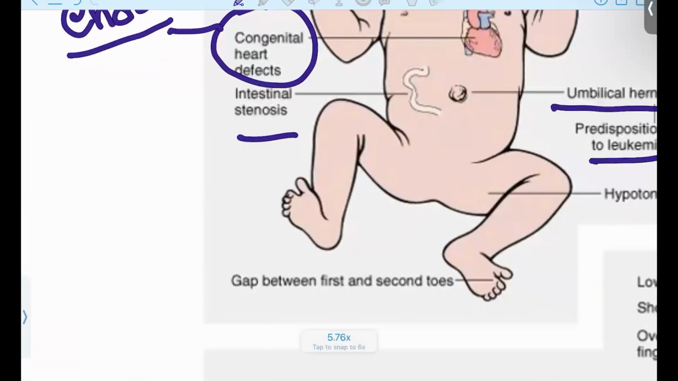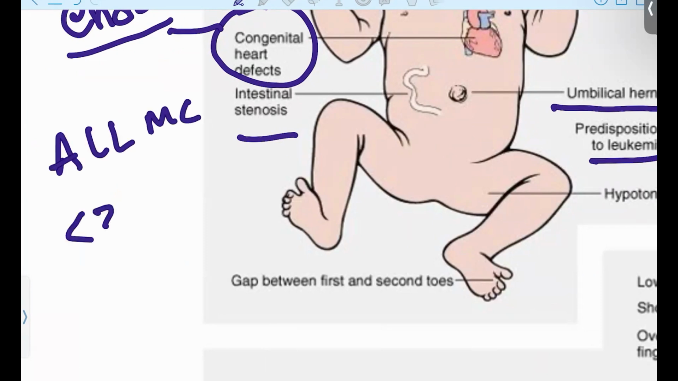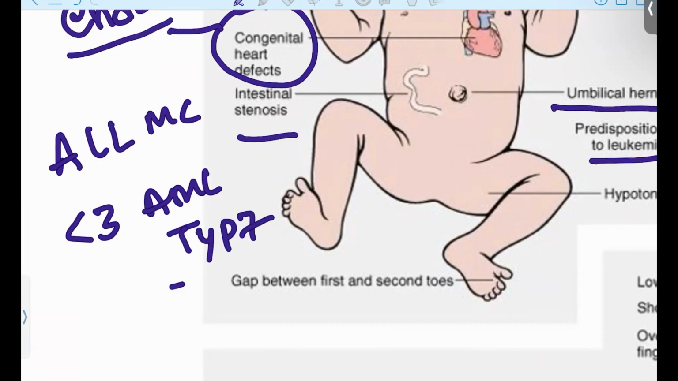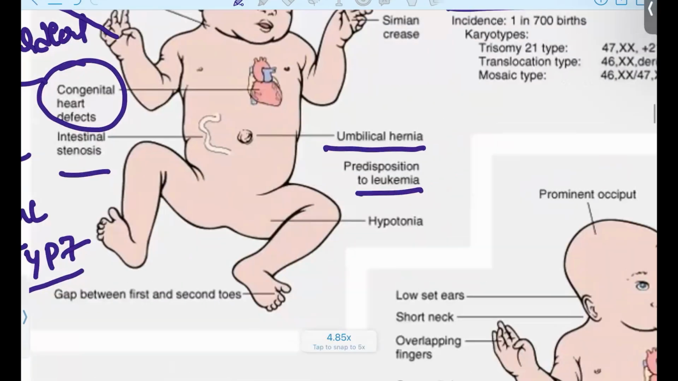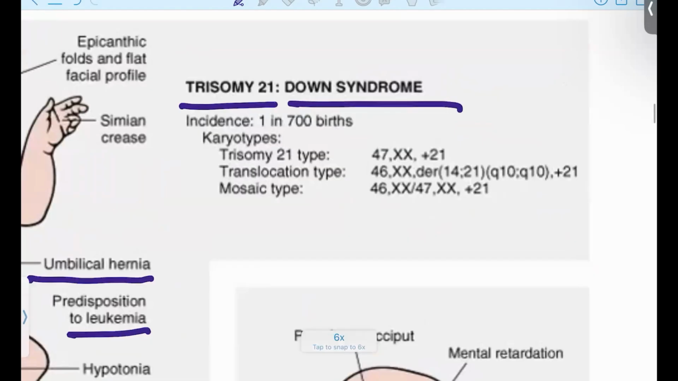When I say leukemia, the most common leukemia in this patient is ALL. But if the patient is less than 3 years old, it is AML type 7. This is the most common in patients less than 3 years. And what is the most common mechanism? This is due to a meiosis defect, non-disjunction.